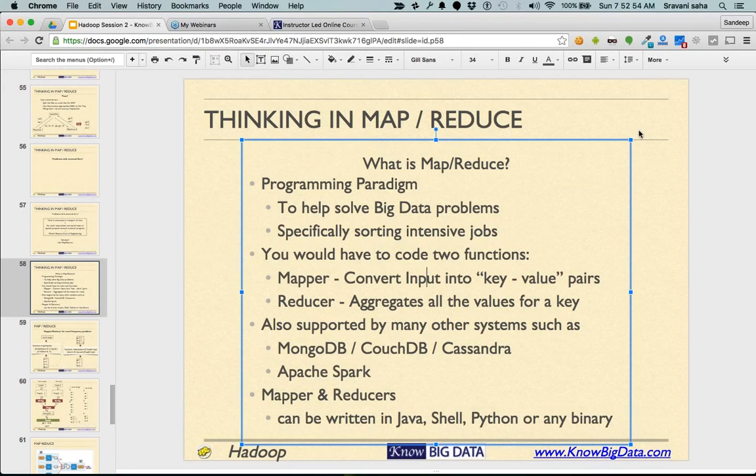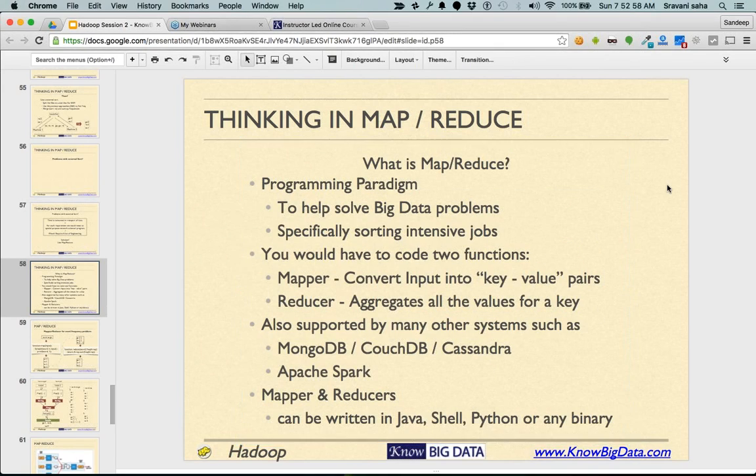So what exactly is MapReduce? MapReduce is a programming paradigm. It's a way of solving sorting intensive problems. It is good for solving problems which involve sorting. MapReduce is a kind of framework which runs on top of YARN to handle the sorting intensive jobs.